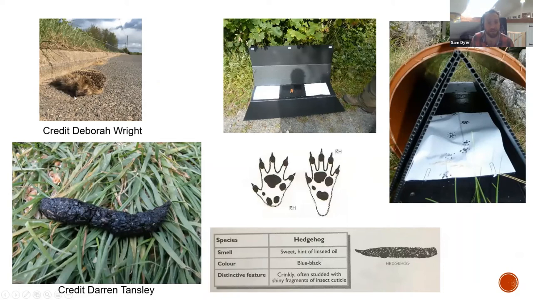I won't go into identification details on hedgehogs. I think they're pretty obvious, but one of the things that people do seem to struggle with is identification of hedgehog droppings, hedgehog scats, which seem to either be confused with other things, or people are just not sure what they are when they first see them. But they usually have a dark blue black appearance, apparently with a hint of linseed oil on the smell to them, and you can pick out the fragments of insects that they've been eating within the dropping as well. So that's something to look for.